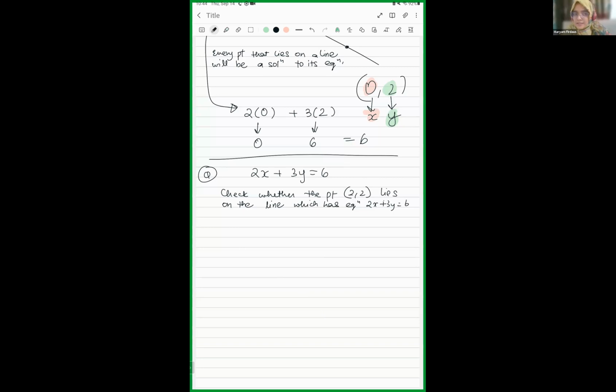According to the graph that you had seen just now when I was sharing the screen, was it lying on the line? No, it wasn't.